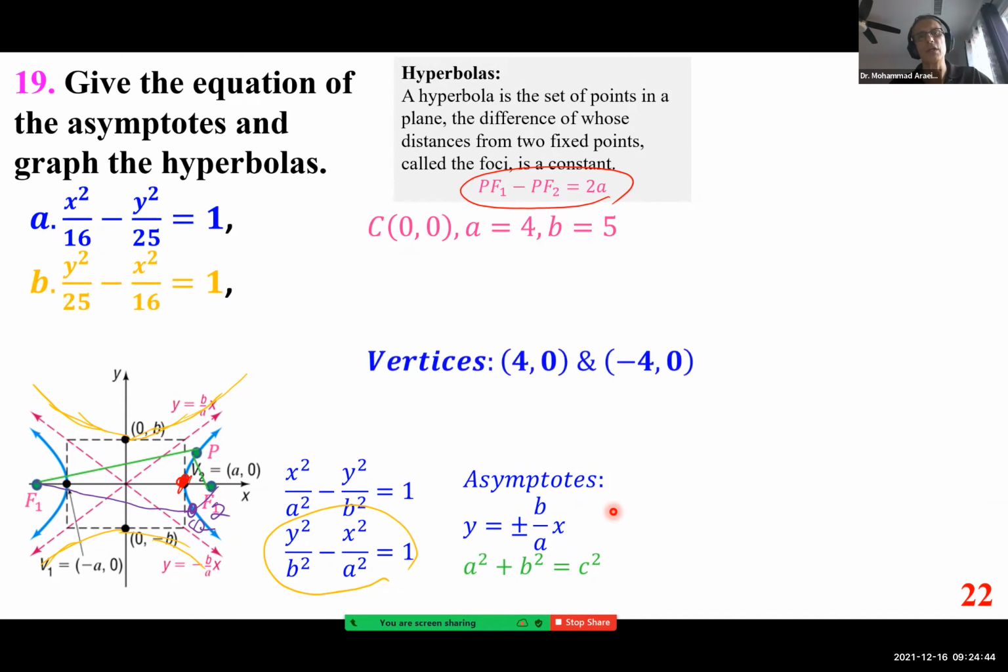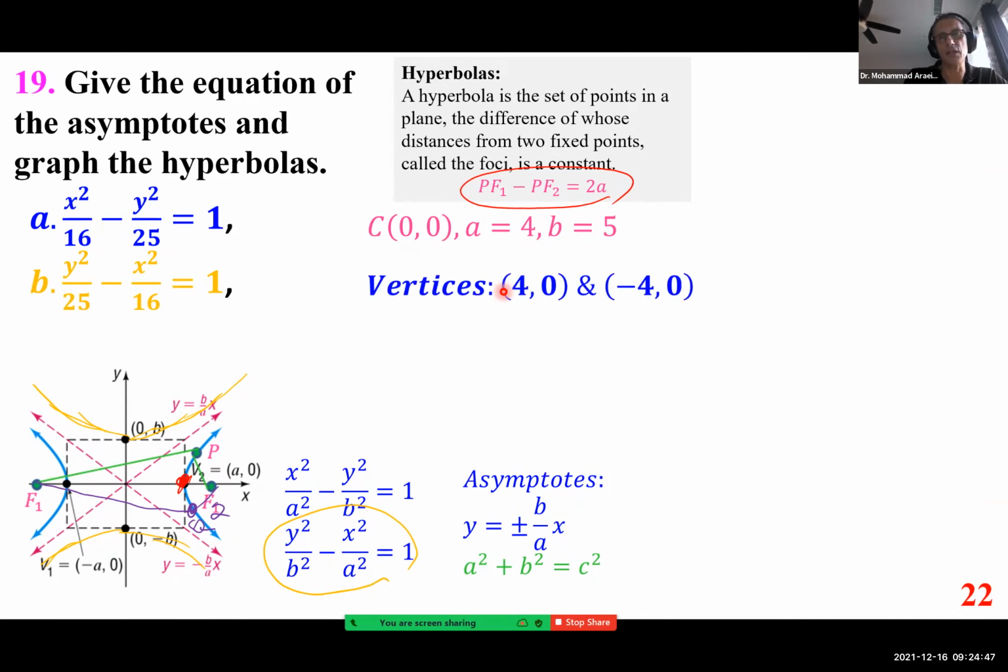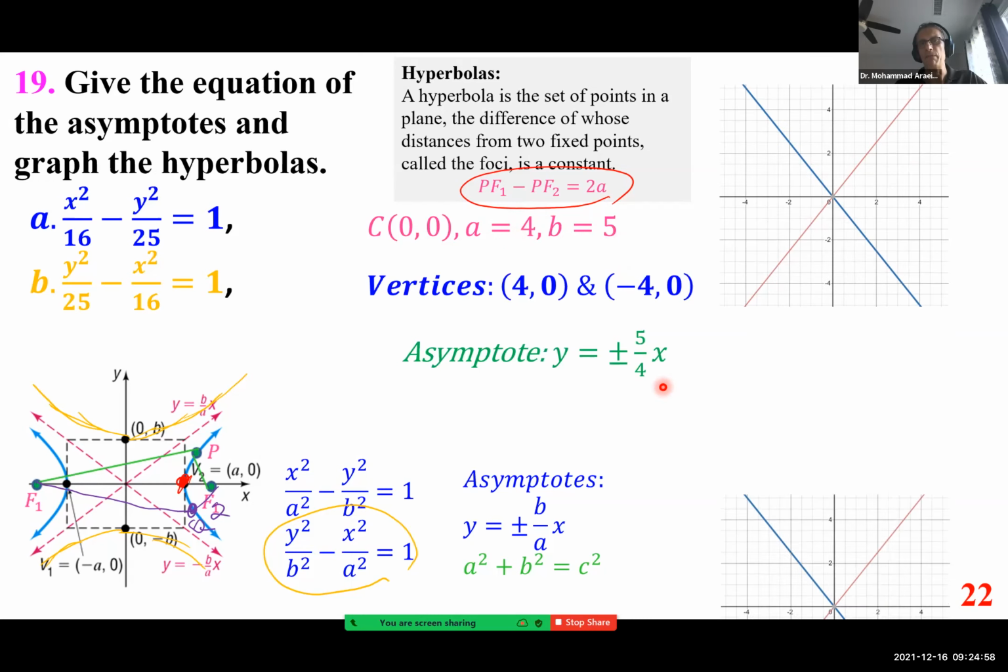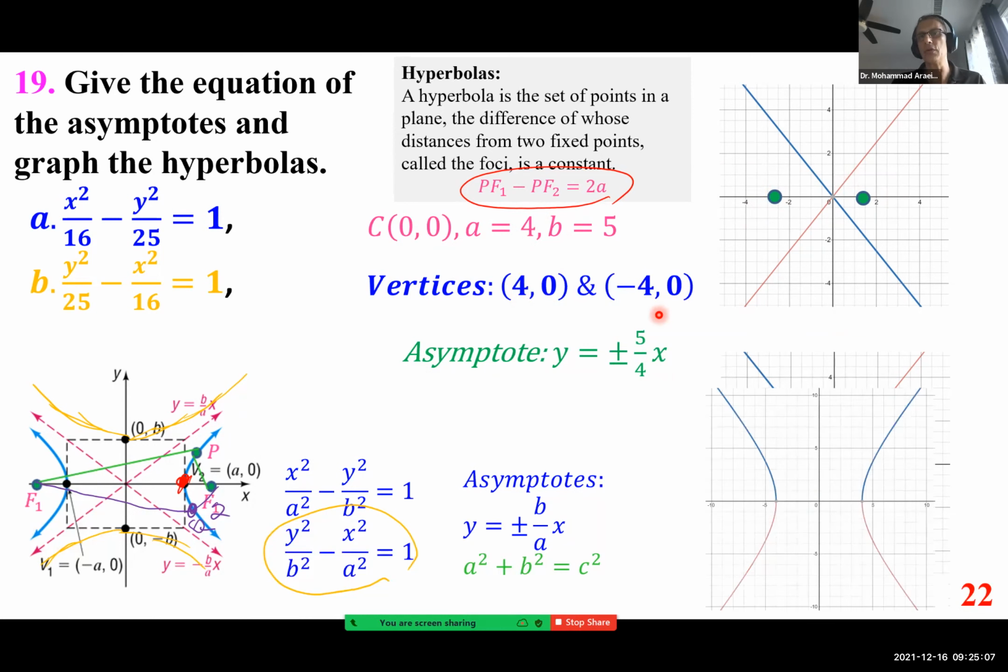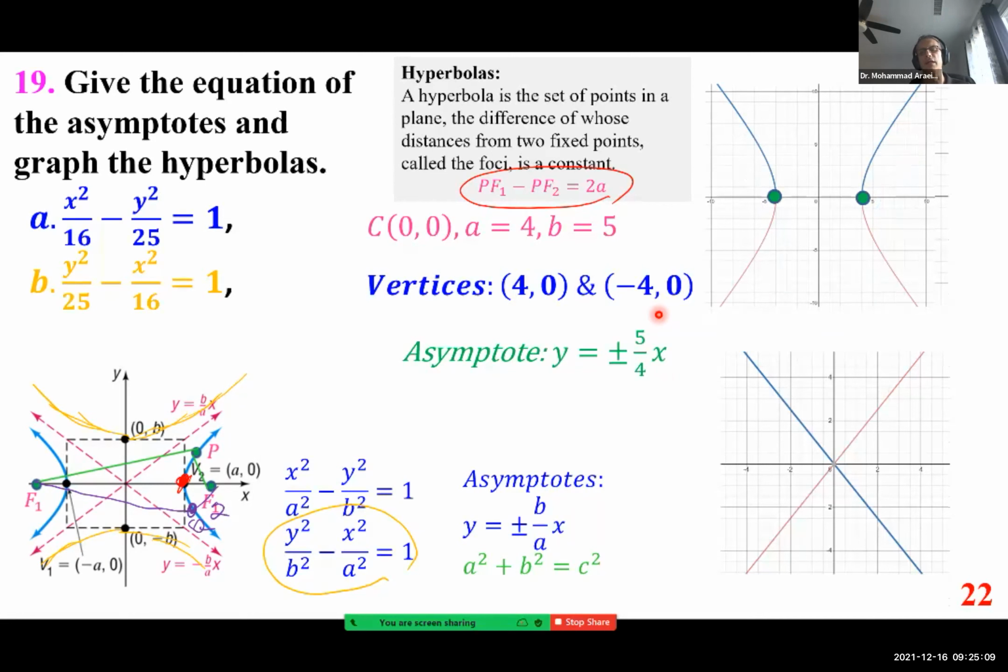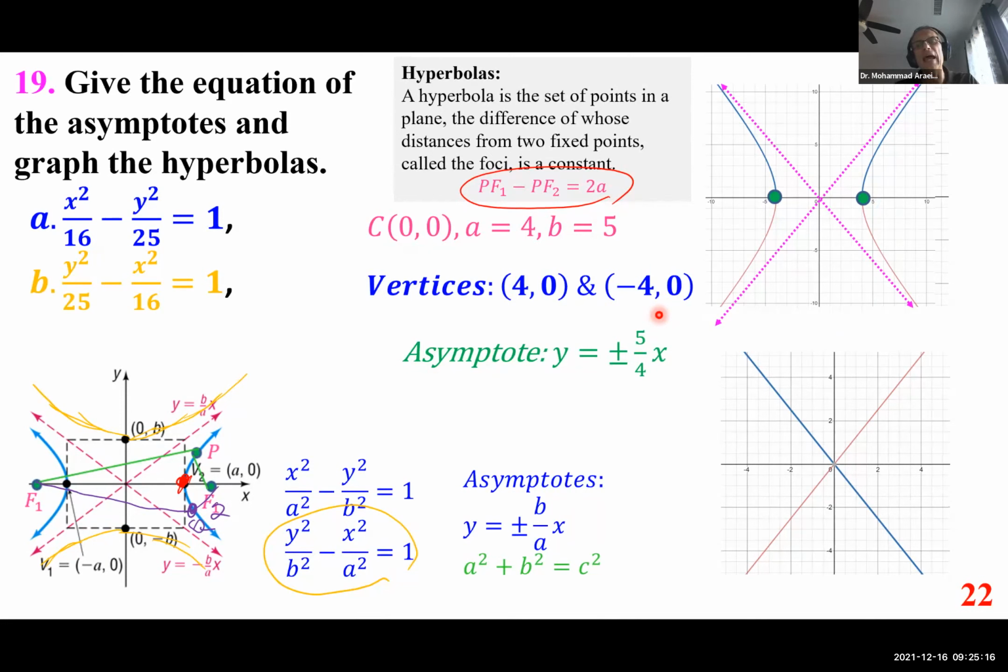So let's take a look at what happens. For this one, here are the vertices. And for both of them, here are the asymptotes, plus or minus b over a, 5 over 4, x. And we graph those. And so far, they look identical. But in this case, the vertices are located here at 4, 0 and minus 4, 0. And the graph looks like that. And let me put back the asymptotes. The asymptotes are always dashed lines.